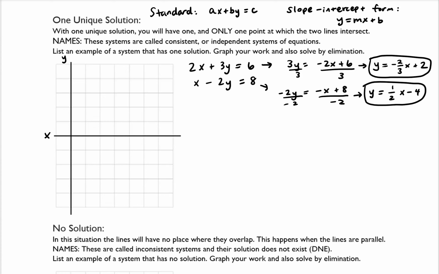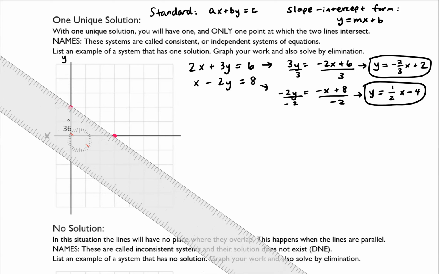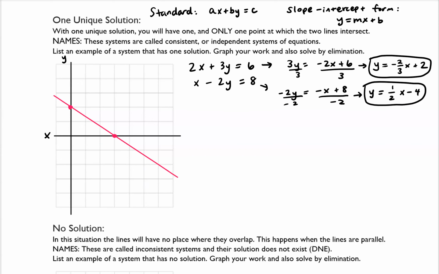So the first equation has a y-intercept of 0, 2. So I'm going to plot a point at 0, 2, and we know that the slope is -2/3, which indicates that I want to go down 2 units and 3 units to the right, which will end me right there. And we only need 2 points to create a line. If you want to do more, you absolutely can. I'm just going to connect these with a line with my ruler, and then let's graph the other equation.